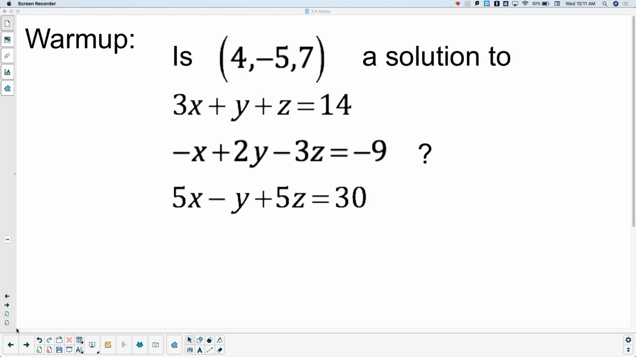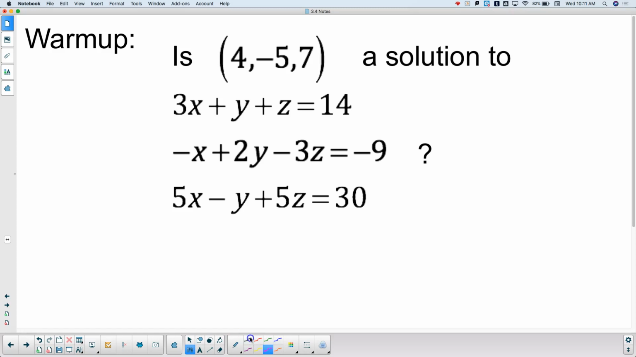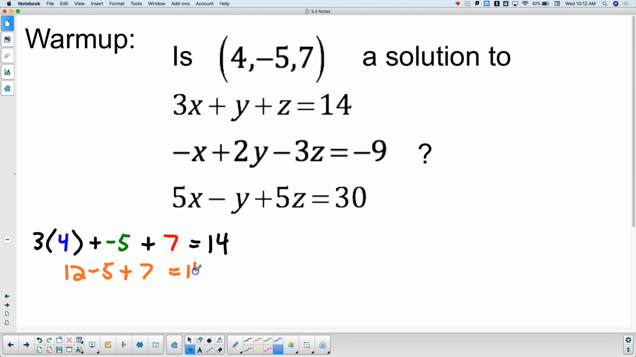So I've got to try it in the first one. That's going to be 3 times 4 plus -5 plus 7, and that's going to be 14. So that's 3 times 4 plus -5 plus 7. And so then we get over here 12 minus 5 plus 7 is in fact 14. So it does work in the first one. Okay? So now I've got to go try the second one.